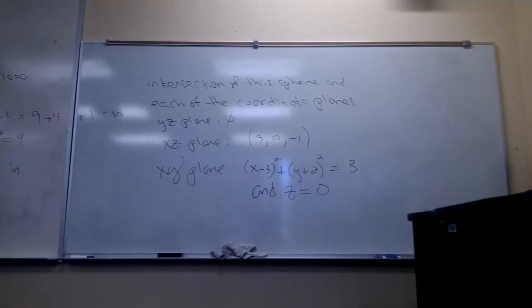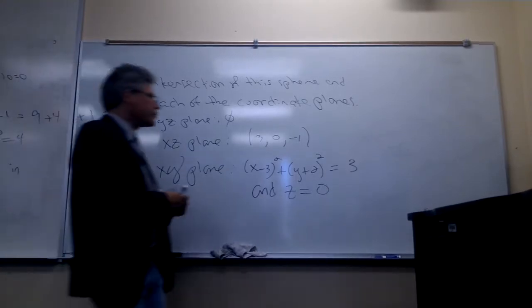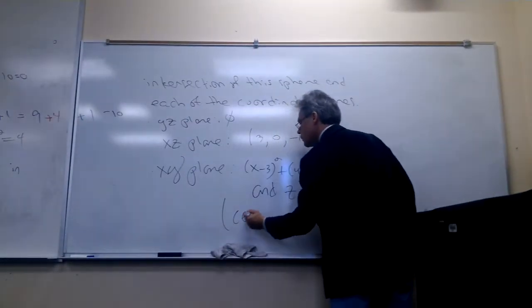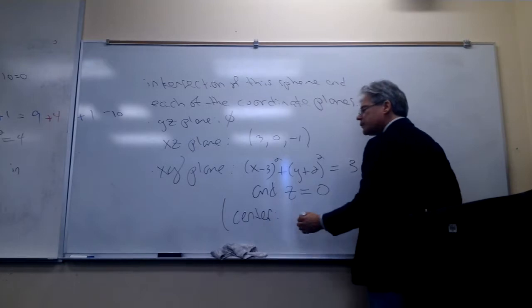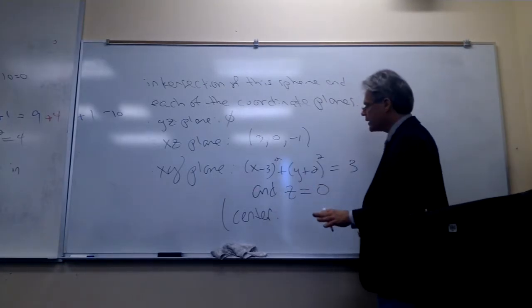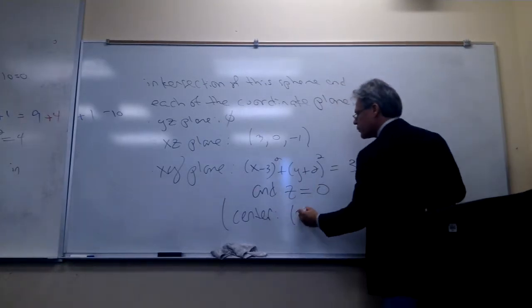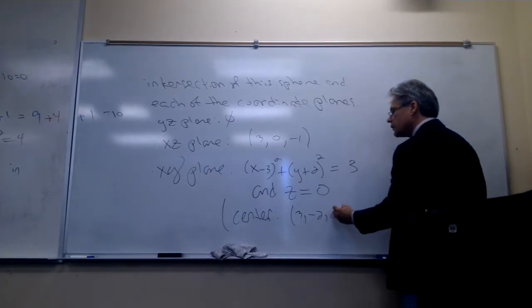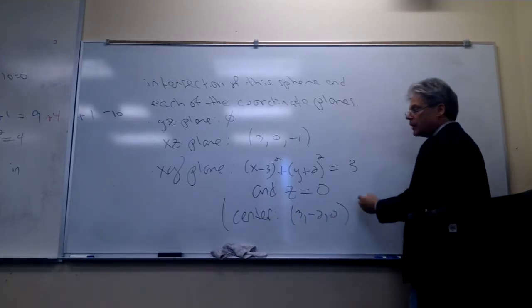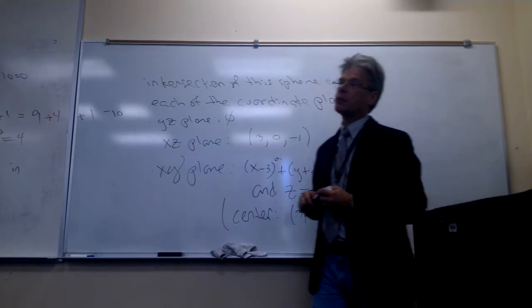Say the center again. Yeah, I think the center, being in the XY coordinate plane, is going to be located at (3, -2, 0). And the corresponding radius, of course, is going to be the square root of 3.